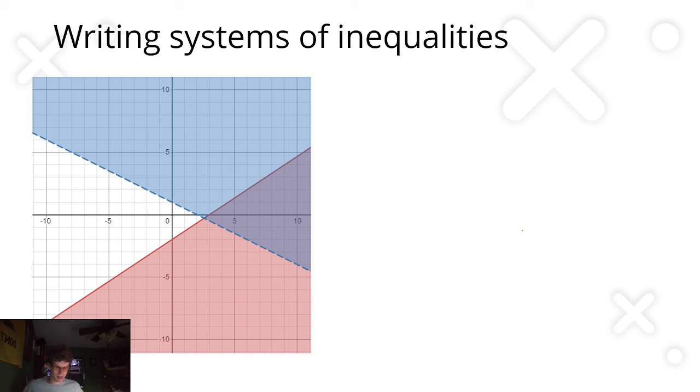Writing systems of inequalities. Okay, so we kind of talked about how you're supposed to do this in class yesterday, but let's go through it real quick. So first off, you've got to figure out what your lines are. Remember, if your shaded region is above the line, it means it is greater than, I believe. I'm fairly certain that is correct. Yes, it is. So here are your two lines.